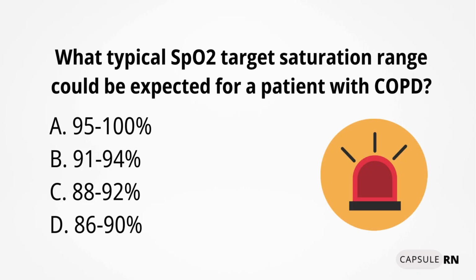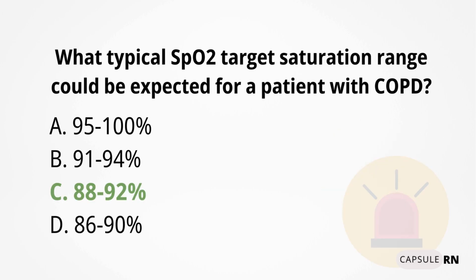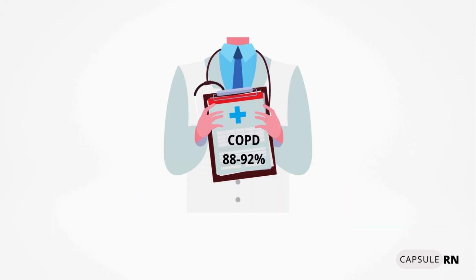Remember the situation with Frank? What typical SpO2 target saturation range could be expected for a patient with COPD? Is the answer A, 95 to 100%, B, 91 to 94%, C, 88 to 92%, or D, 86 to 90%? If you said C, 88 to 92%, you are correct. A typical order for a COPD patient's target SpO2 range is likely to be around 88 to 92%.